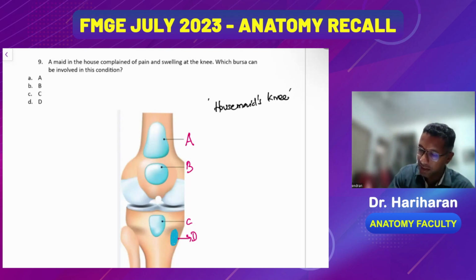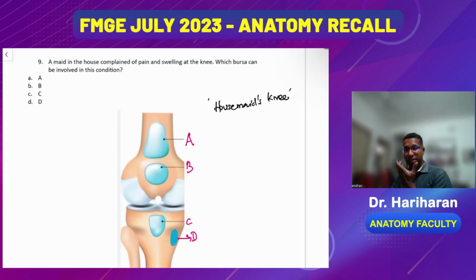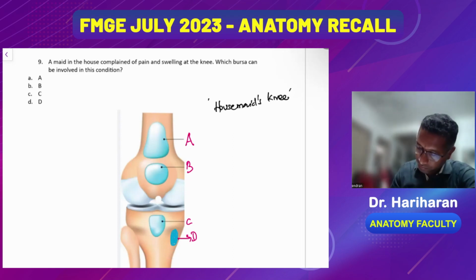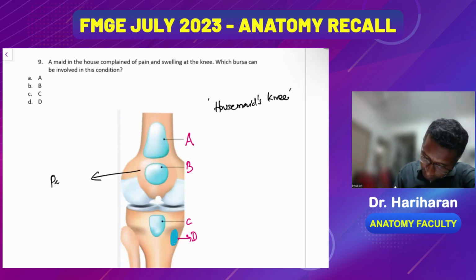Before going to the answer, let us consider what the bursae around the knee are. Okay, there is a bursa above the patella. So this is the patella. Above the patella, you get a bursa. This is called the suprapatellar bursa.